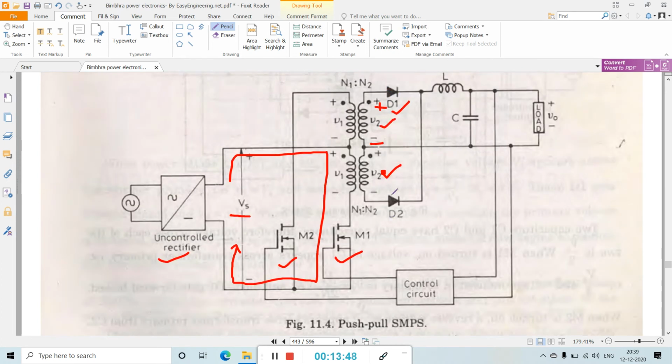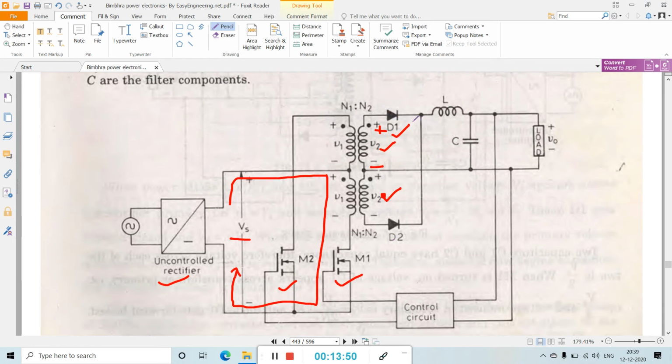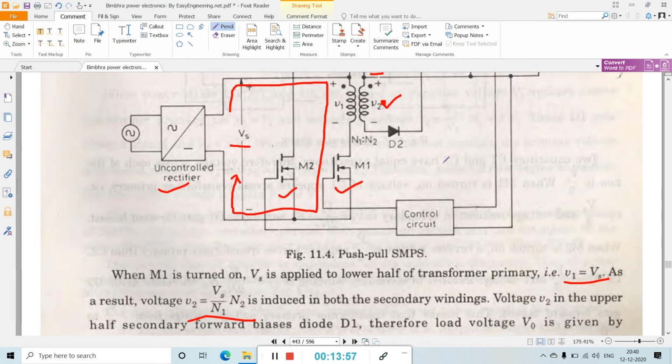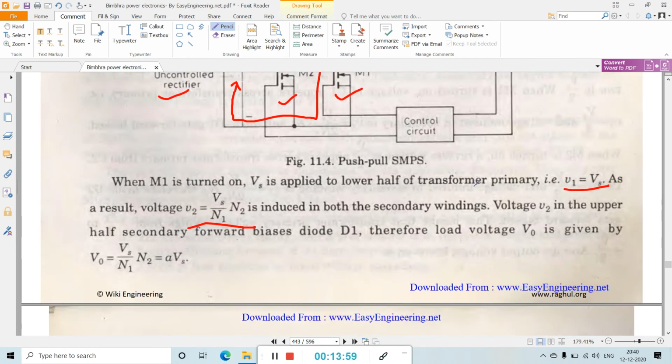So when diode D1 is forward biased, current flows in this path and we get output at the load. When V2 in the upper half of the secondary is positive, diode D1 is forward biased, therefore load voltage V0 is given by V0 = Vs × N2/N1, which equals alpha × Vs.